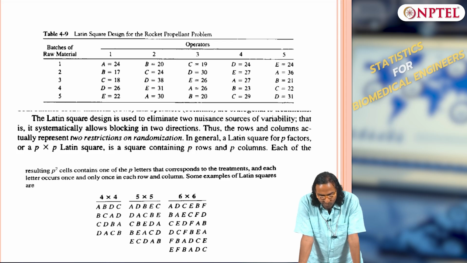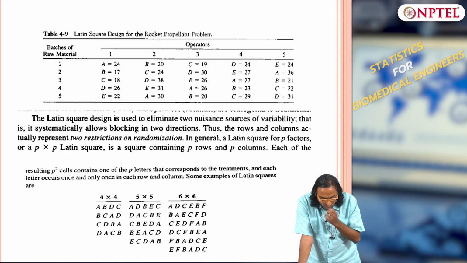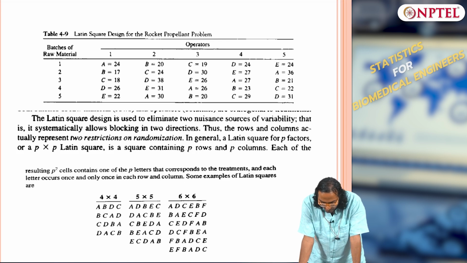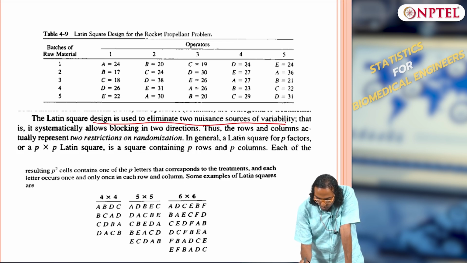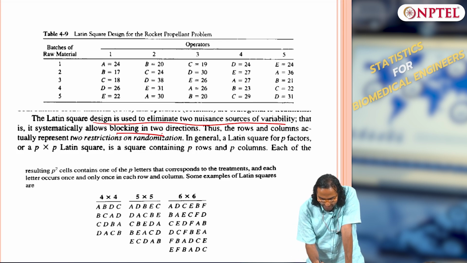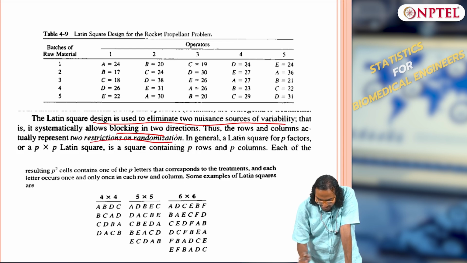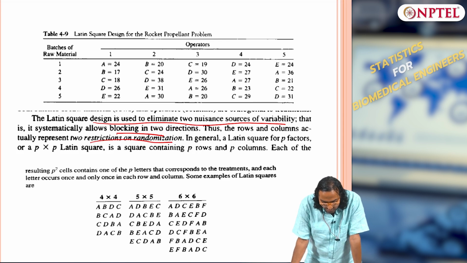There I have 2 nuisance factors, not just 1. So the Latin square design is used to eliminate 2 nuisance sources of variability, okay. That is, it systematically allows blocking in 2 directions. The rows and columns actually represent 2 restrictions on randomization, okay. So we have the rows and columns as blocks.